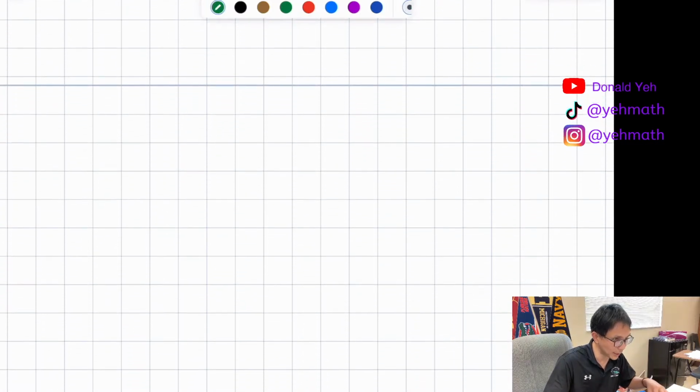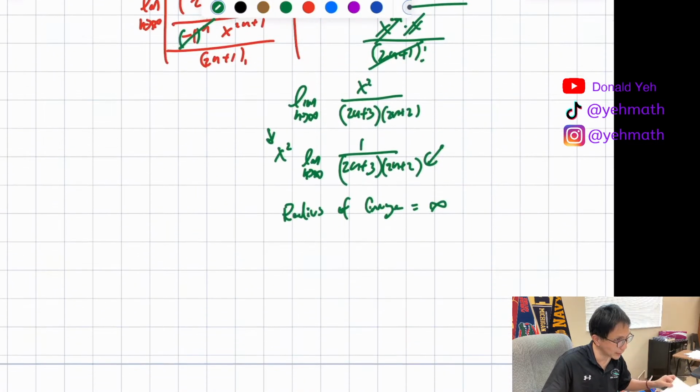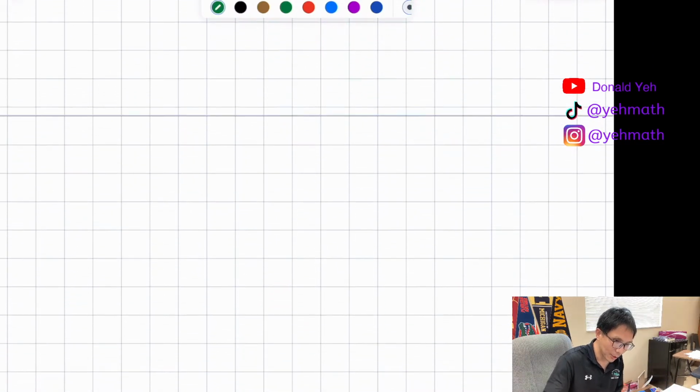Okay, so for the next case, instead of finding the radius, we're going to find the interval of convergence. So we're going to find the interval of convergence.